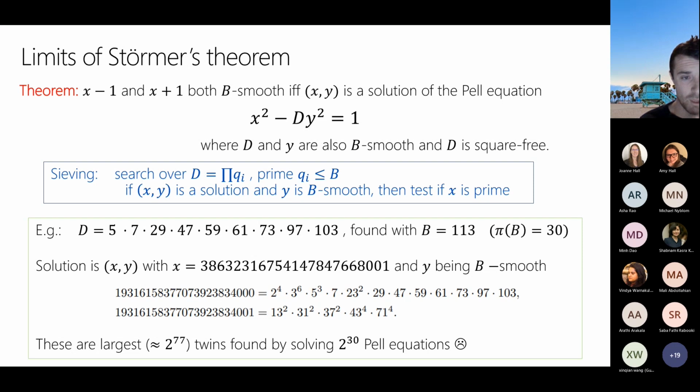What we do is we have to search over every possible D who's a product of primes that are smaller than 113, or up to 113, with no power. Well, you can't have that. The product D equals the product of the q_i. It's either the ith prime is included in the product or it's not. So it's either to the power of 0 or to the power of 1, which is where you get the 2 to the pi of B from.